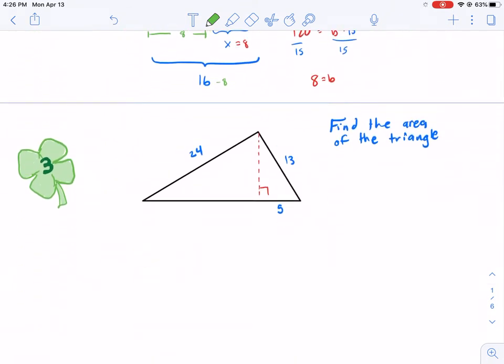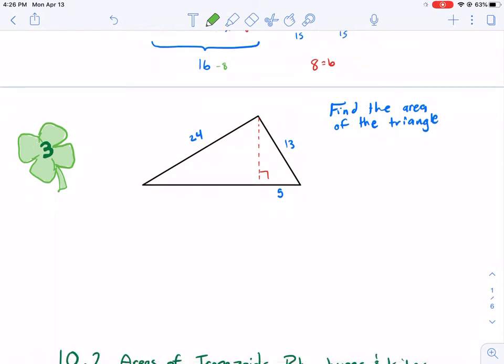One more area example, and then we're done for the day. We have to find the area of this triangle. So it probably would be helpful if we wrote down the formula first. Area equals 1/2 the base times the height. Now, what do we have?